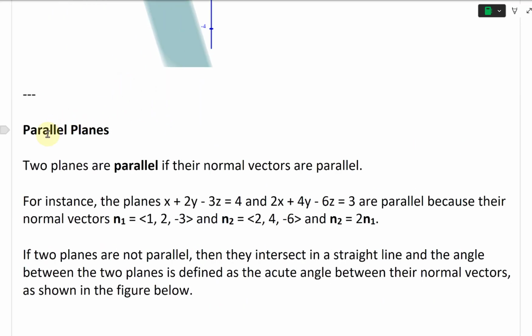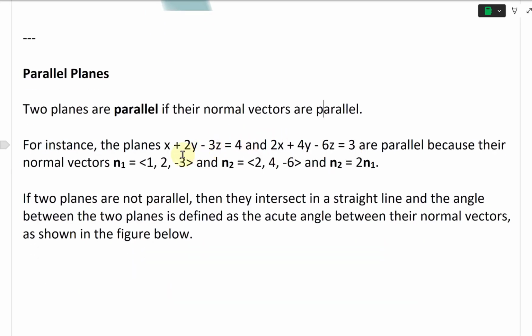All right, let's take a look at parallel planes. Two planes are parallel if their normal vectors are parallel. That is, if you have a normal vector like this, and then another one like this as well, pointing in the same direction, then you have parallel planes.